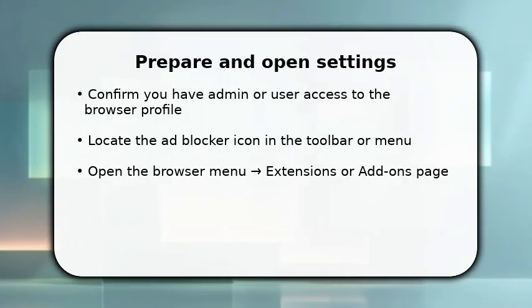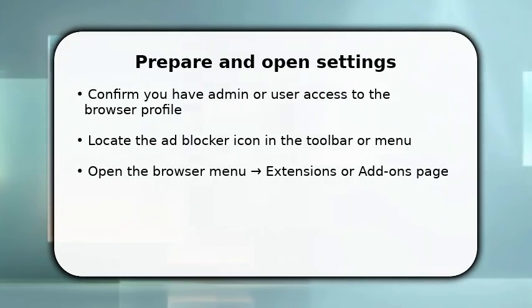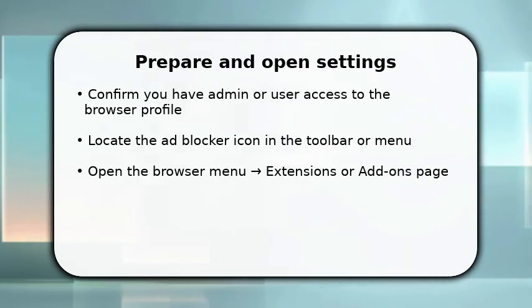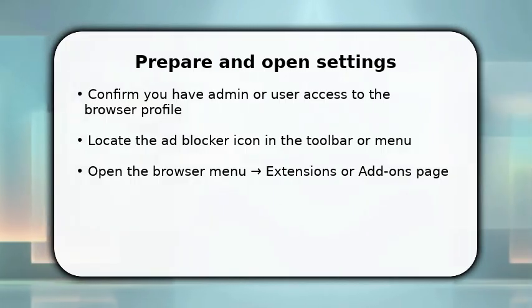Open your browser and make sure you're signed into the profile where the ad blocker runs. Once done, find the ad block icon in the toolbar. That icon is the quickest path to controls. If you don't see it, open the browser menu and navigate to Extensions or Add-ons. This reveals installed blockers. Make sure you can view details so you can disable per site or turn the extension off entirely. You're ready for the next step.